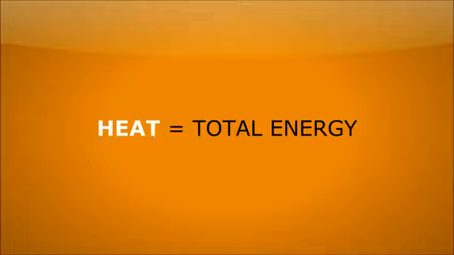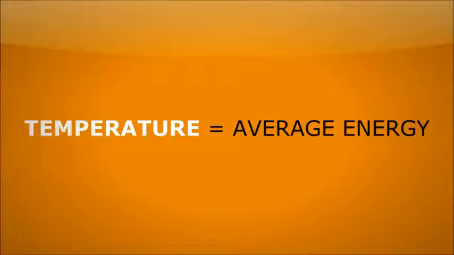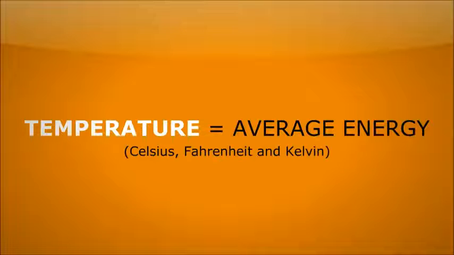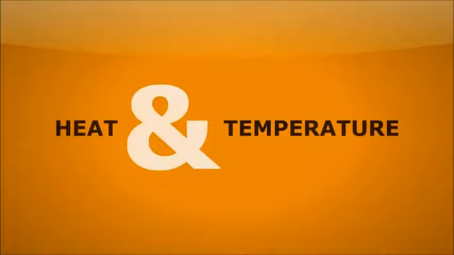To recap, heat is the total energy in a system. And because it's energy, it's measured in the same units as energy, which is joules. Temperature, however, is the average energy in a system. And there's loads of different units for temperature, such as Celsius, Fahrenheit, and Kelvin. It's really important to make sure you remember and understand these basic definitions as we move through the rest of the heat topic.